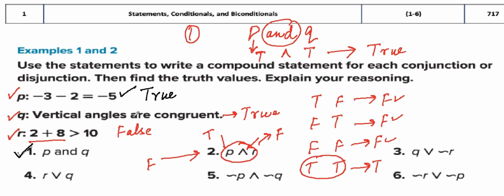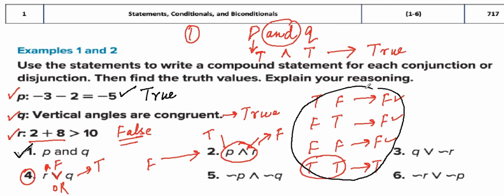Let me discuss question number 4. Question number 4: R is what? R is already false. And what about Q? Q is true. Now it is a sign of or. If one of them is true, it will be true.